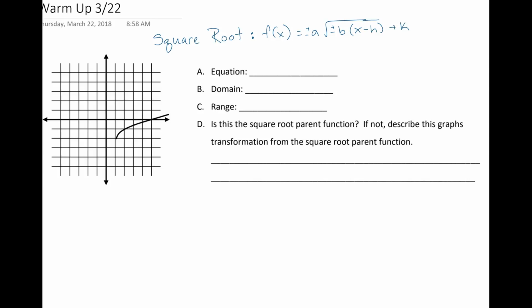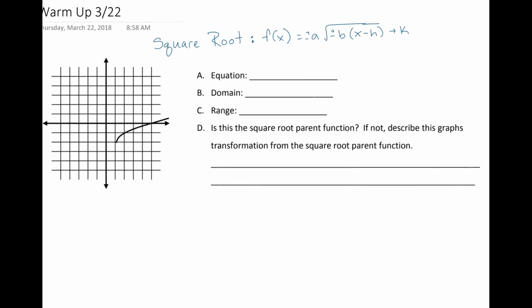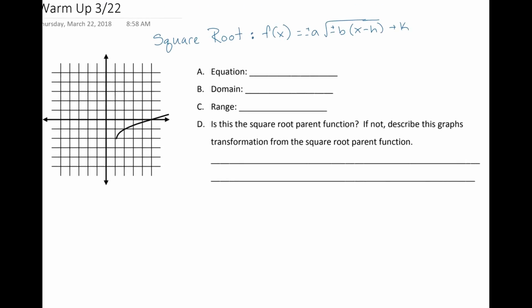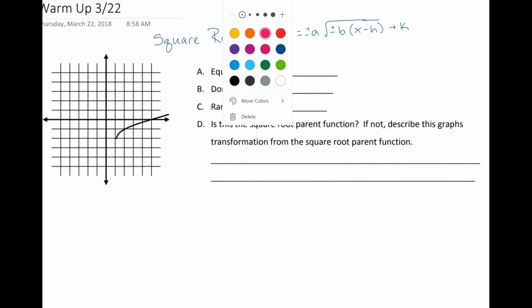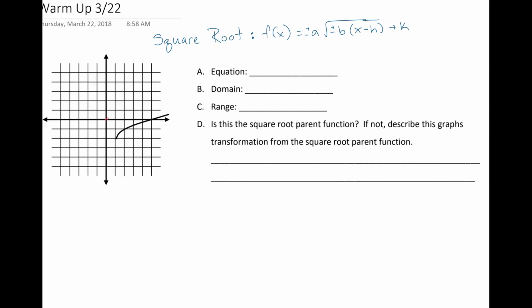So, what is the only thing that is changed about this square root function from the original parent function? Oh, it was translated because remember, where does the parent function start? 0, 0, and then it goes to 1, 1, and then it goes to 4, 2. That's our parent function. So where did this move?